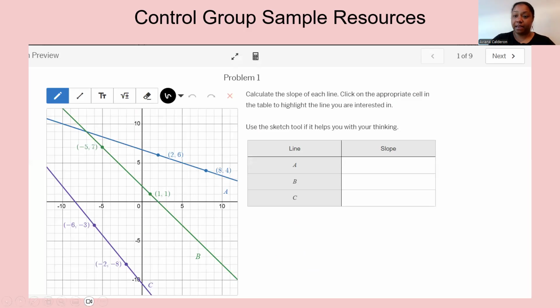Here is a resource for students to complete their online work straight in the Desmos curriculum. What I like about the Desmos curriculum is that not only does it have the notes, it also has practice problems for the students to complete. So this is a sample problem that students actually completed within the platform, and it says calculate the slope of each line and then click on the appropriate cell in the table to highlight the line you are interested in. Again, they're taking those two coordinates that are listed on each line and plugging them into the slope formula to find the slope of each line.